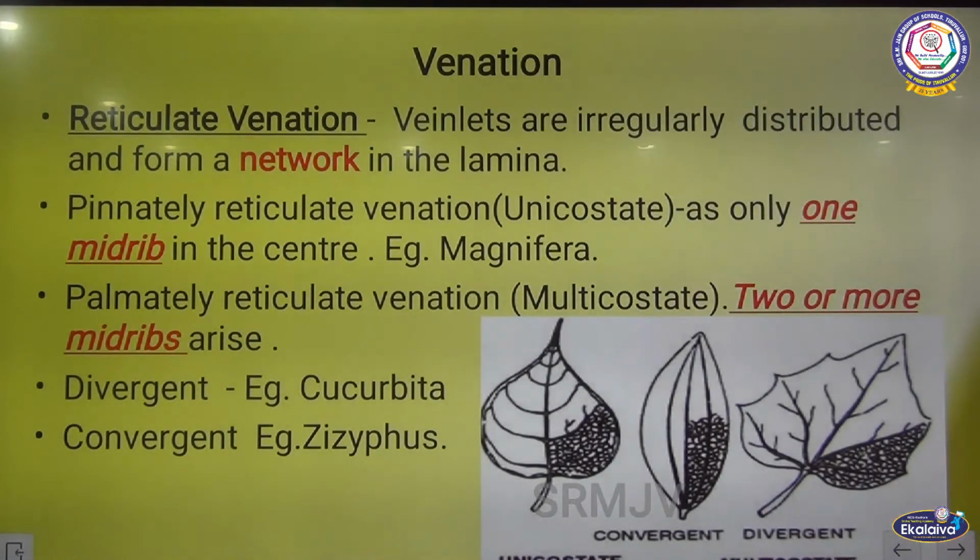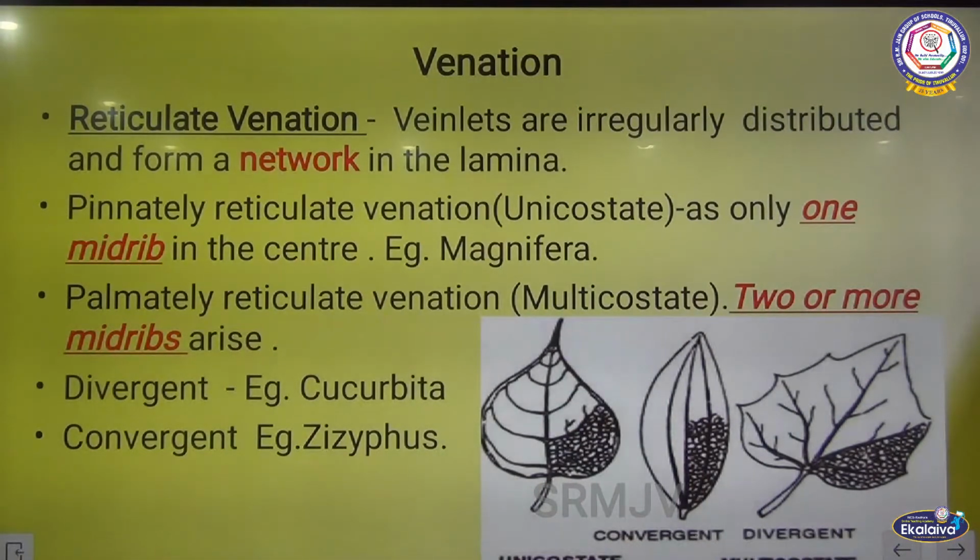Then you call it as reticulate. In this we are going to see pinnately reticulate venation. Pinna is feather-like, and unicostate means there is only one midrib in the center. This pinnately reticulate venation you will find in Mangifera, that is the example of mango.